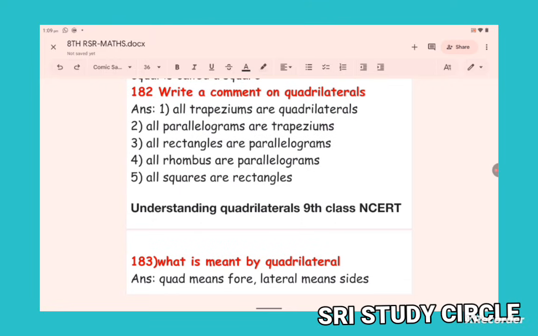Write a comment on quadrilaterals. All trapeziums are quadrilaterals. All parallelograms are trapeziums. All rectangles are parallelograms. All rhombuses are parallelograms. All squares are rectangles. All squares are rhombuses. All squares are parallelograms. All squares are trapeziums also.